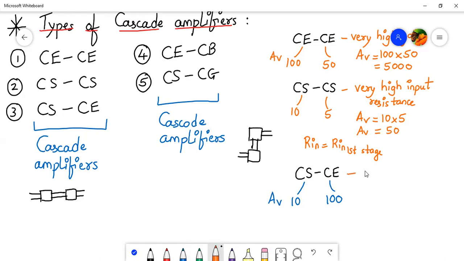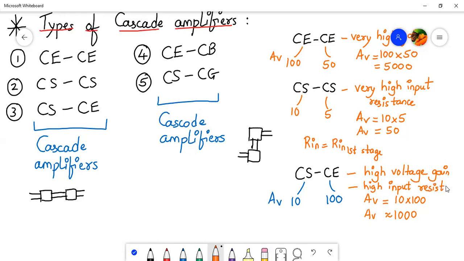So here the advantage is that it provides a high voltage gain. Why high voltage gain? Because here AV will be 10 into 100, which is around 1000, which is a high gain. This is normally not obtained with a single stage amplifier. In addition to that, since we have connected the first stage as a common source, it will provide a high input resistance also. Both features are important, because if we have a high input resistance, whatever source we connect at the input will not affect the amplifier.